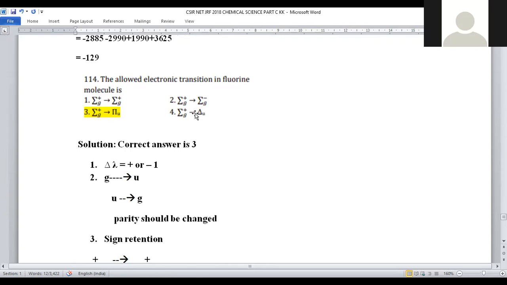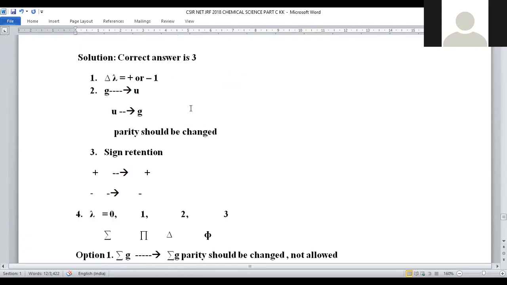In order to give this type of transformation, we have to consider certain selection rules. Here, 4 selection rules are provided to us. Delta lambda is equal to plus or minus 1. So lambda change should be either plus 1 or minus 1.